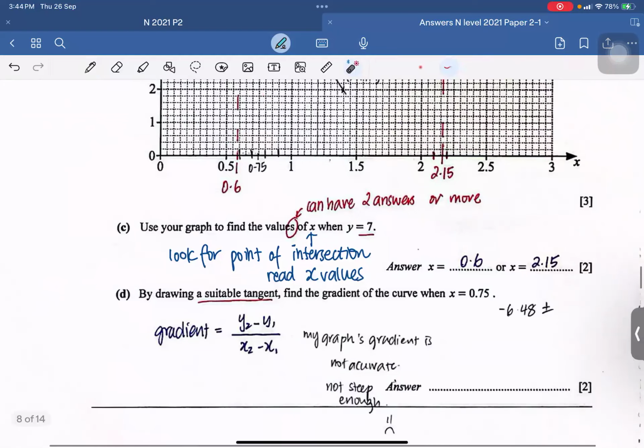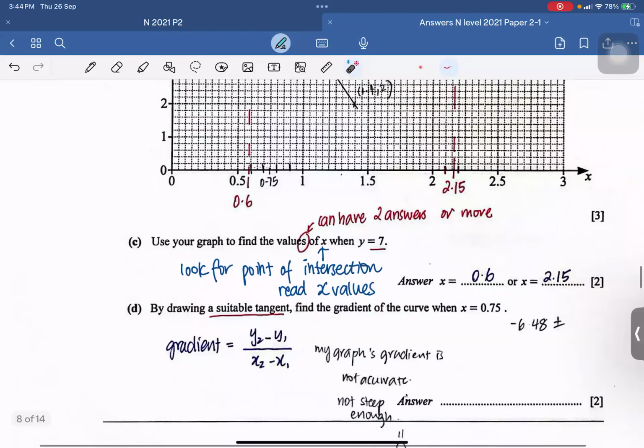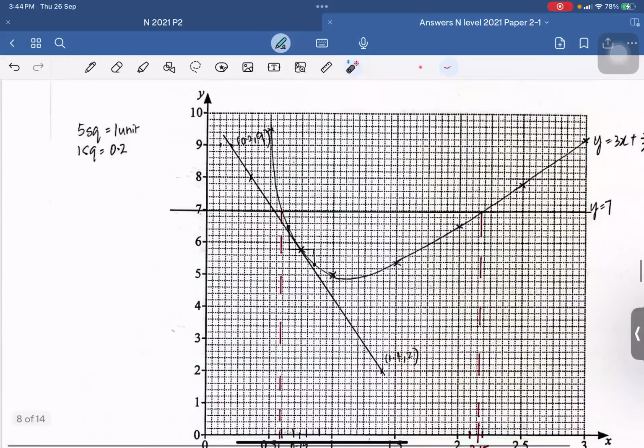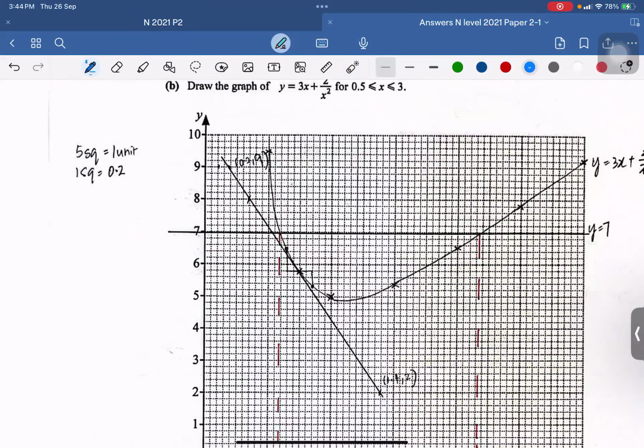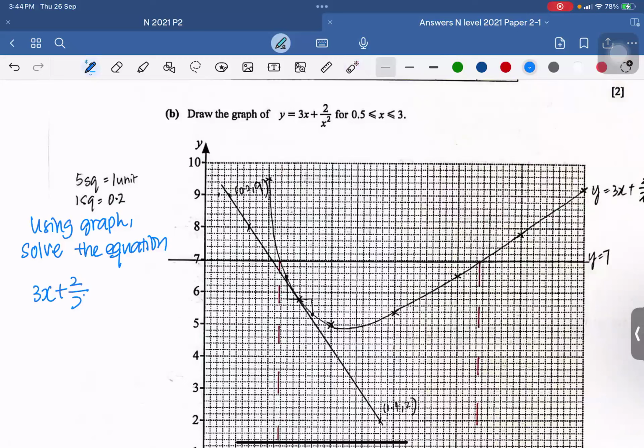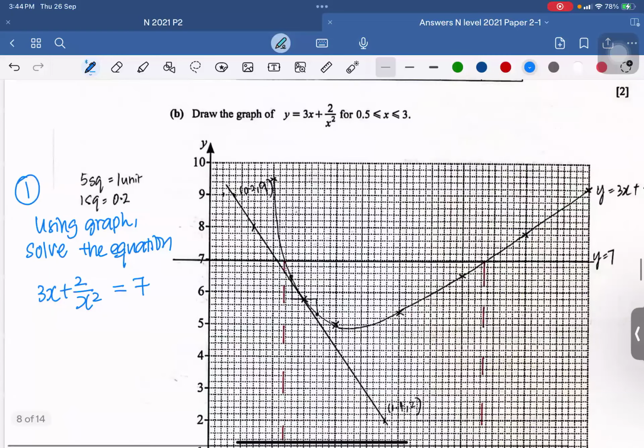This question is a very nice question. It tells you draw y equals 7. Now, the recent type of trend question is they combine, they don't tell you so clearly. They say, for example, using the graph, solve the equation 3x plus 2 over x squared equals 7. Type 1. What does this mean?